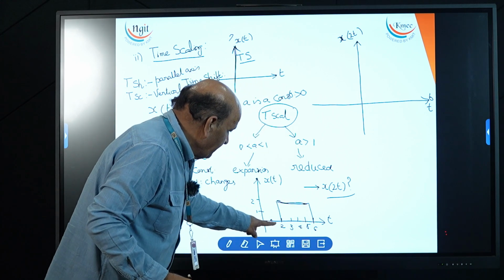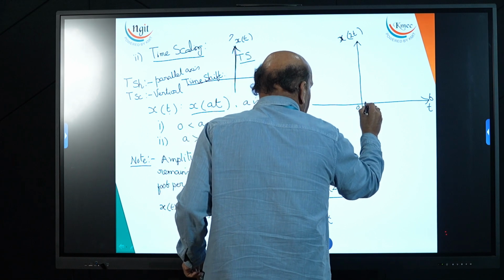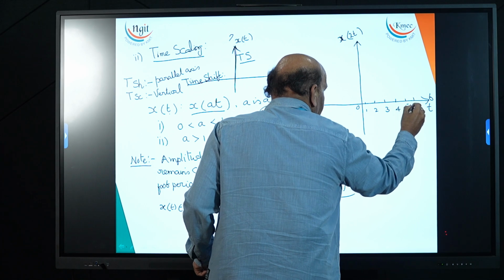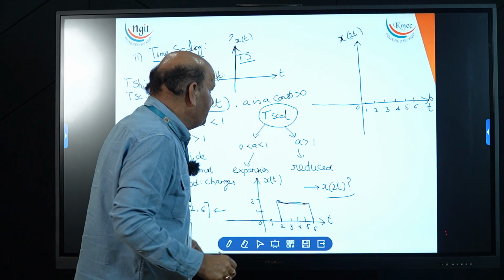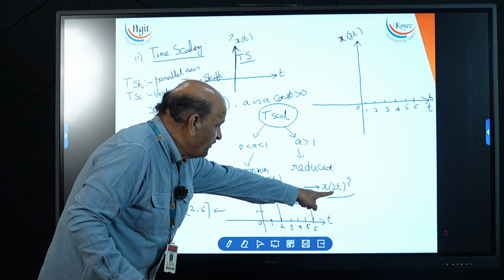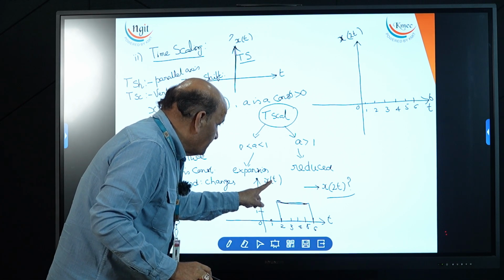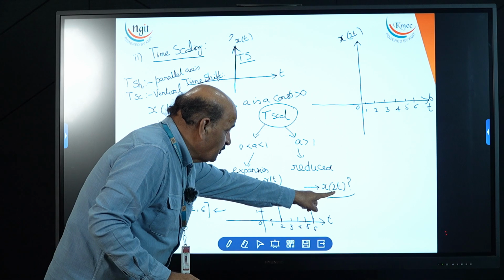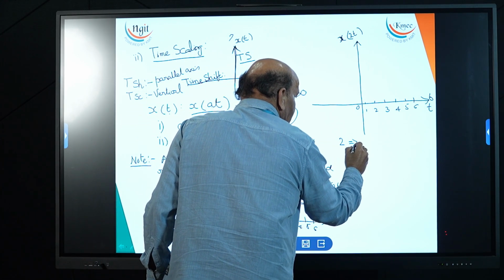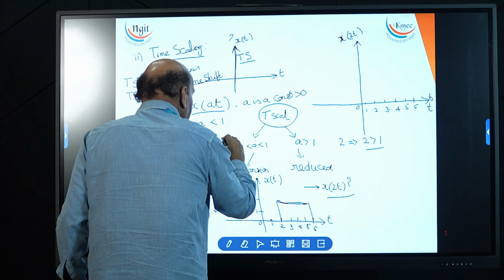What are the time intervals it is given? 1, 2, 3 up to 6. For example, 0, 1, 2, 3, 4, 5, 6 it is given. Now here, what is this one? In the previous case, t is a single one. Nothing is multiplying, only 1 is the multiplier. Here 2 is given. Multiplier is 2. 2 is multiplier means, what is its condition? That means 2 is greater than 1. That means here we have to follow this condition.